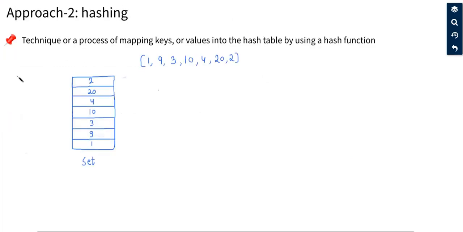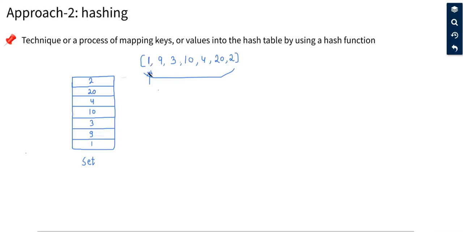Approach 2 uses a hashing technique to solve this problem. I'm using a set which will contain the unique elements of this array. So I push all the elements of the array into a set. Then I will iterate over this array and check for the element which is just less than the element on which I am standing.